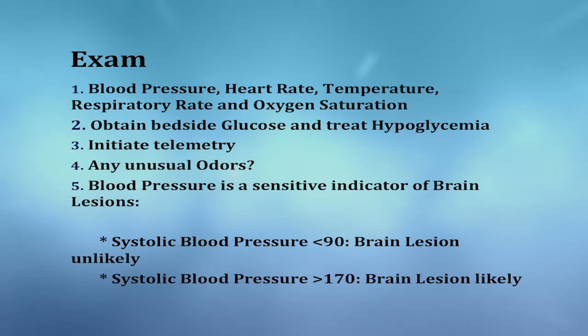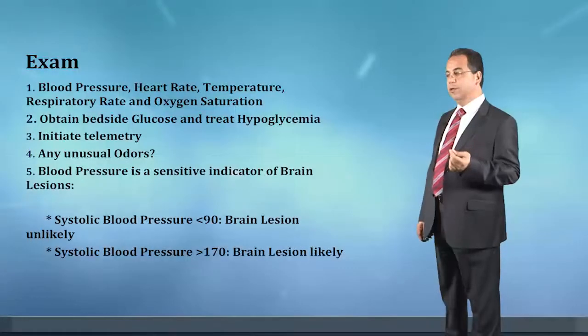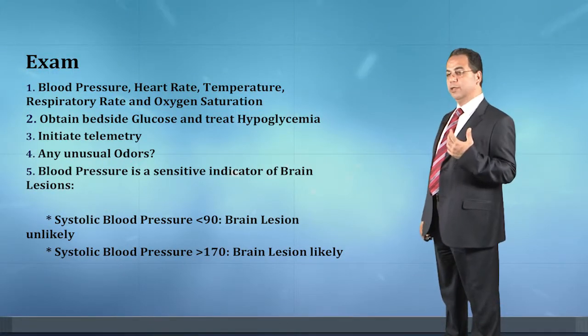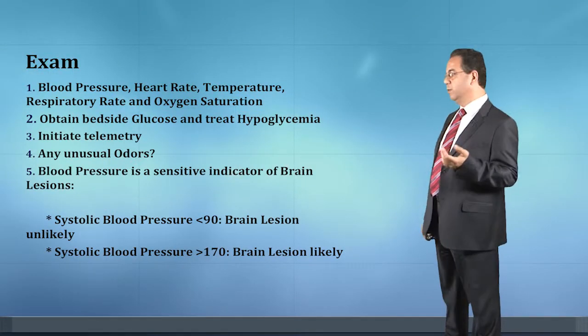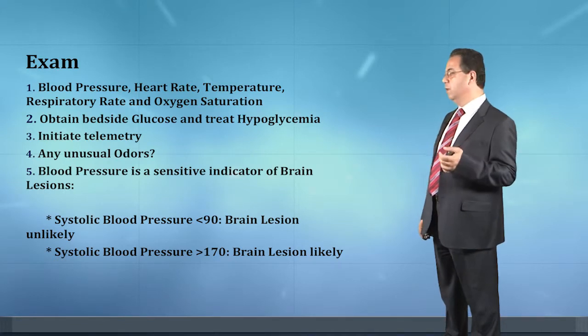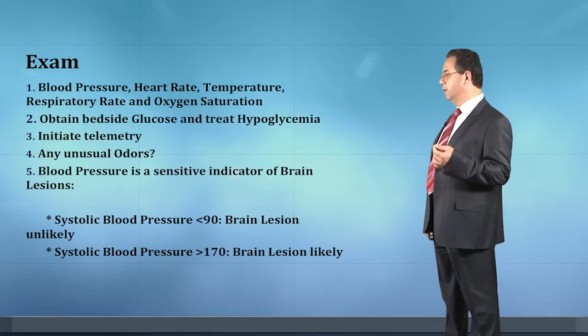In examination, you start with the blood pressure, with the heart rate, vitals, temperature, respiratory rate, oxygen saturation. We need to obtain a finger stick blood glucose, and if the glucose level is low, promptly treat hypoglycemia. You initiate the cardiac monitoring and check if the patient has any unusual odors, such as alcohol, methanol, other drugs, or other odors.